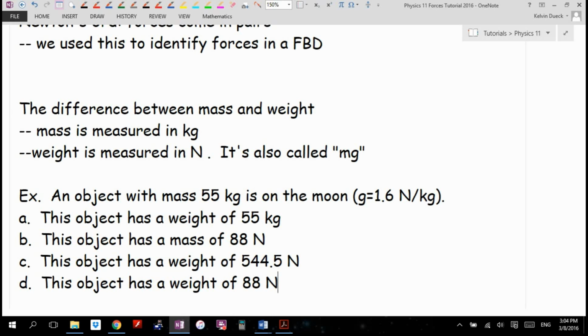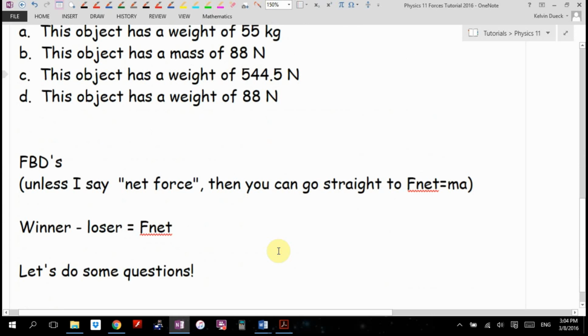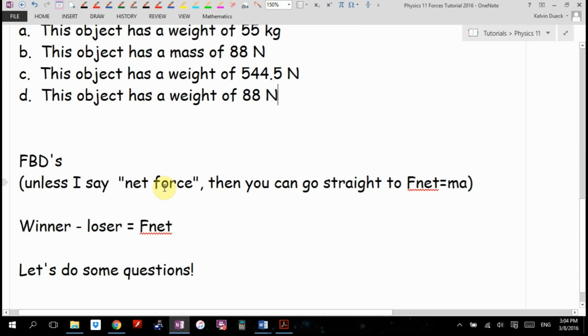We're okay? That's why, when someone says, oh, I weigh 80 kilograms, no, you don't. You weigh whatever 80 times 9.8 is in newtons. Free body diagrams. This was the big tool that we've used. You can skip a free body diagram if I talk about a net force. You can go straight to ma, because if I mention net force, that's my code to tell you I did the free body diagram. I went winner minus loser, and I got the answer. Other key idea, this was our approach to solve anything.